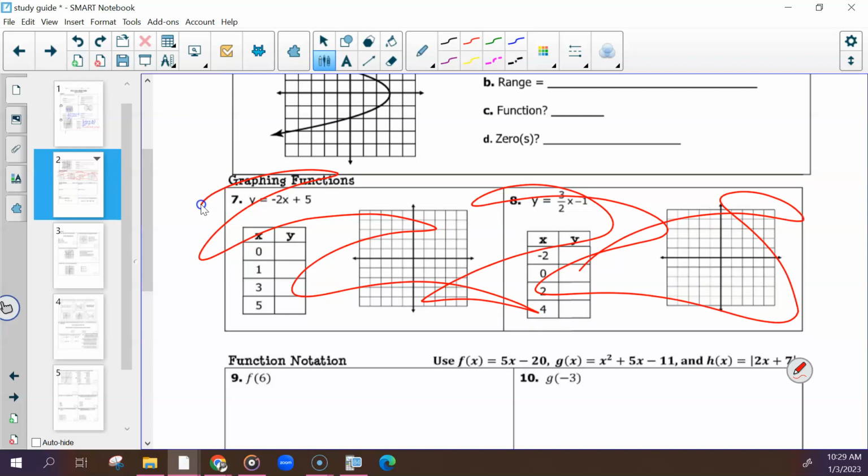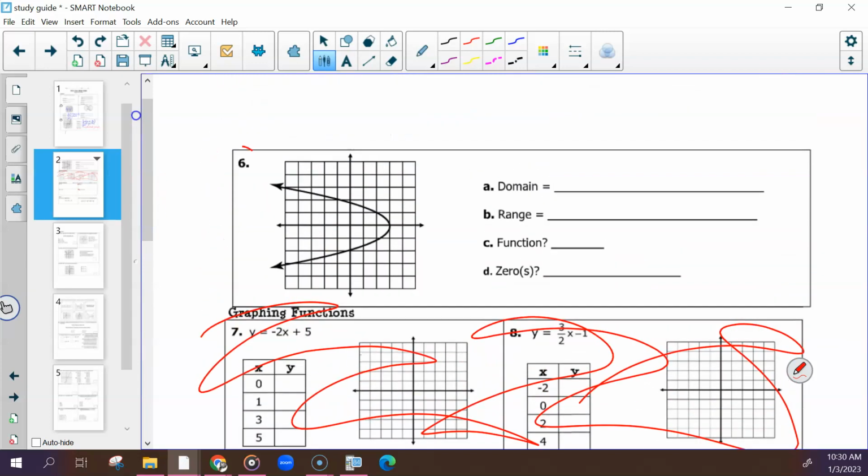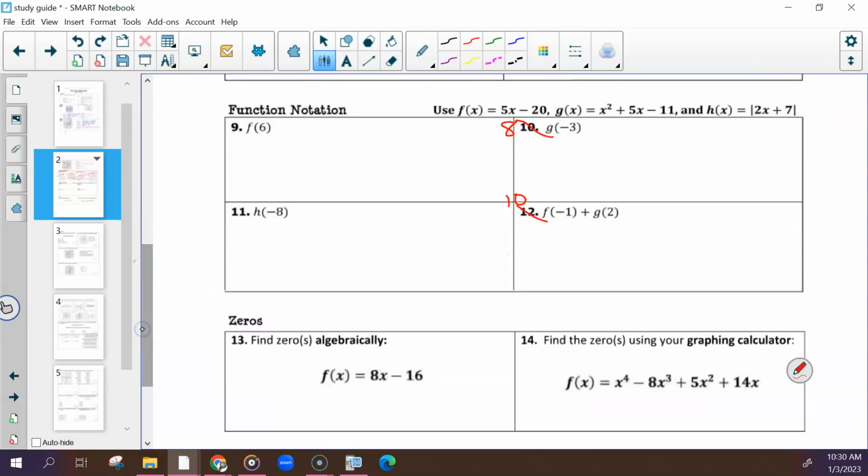What questions do we have on this page? Matthew? 8 and 10. 7 and 9 are very similar to 8. So once you see those, you'll be able to see how to do those. Cameron? 6. Sure, we do 6. And then Lily? Okay.